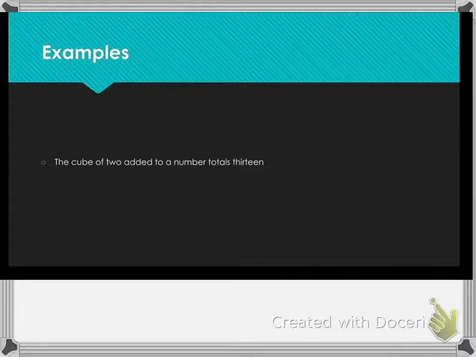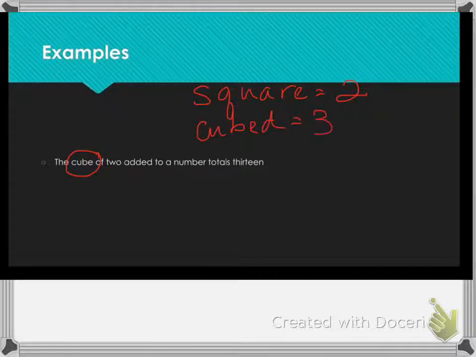The cube of 2, cube, we've talked about this. If it says square, that means that it has an exponent of 2. If it's cubed, that means it has an exponent of 3. So the cube of 2. So 2 is going to have an exponent of 3 added to a number, so that's our unknown, that's our x, totals 13. So it's equal to 13.